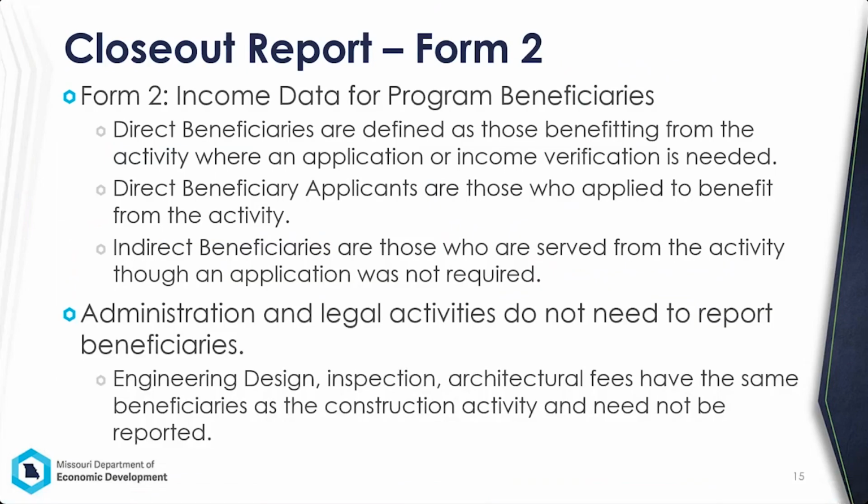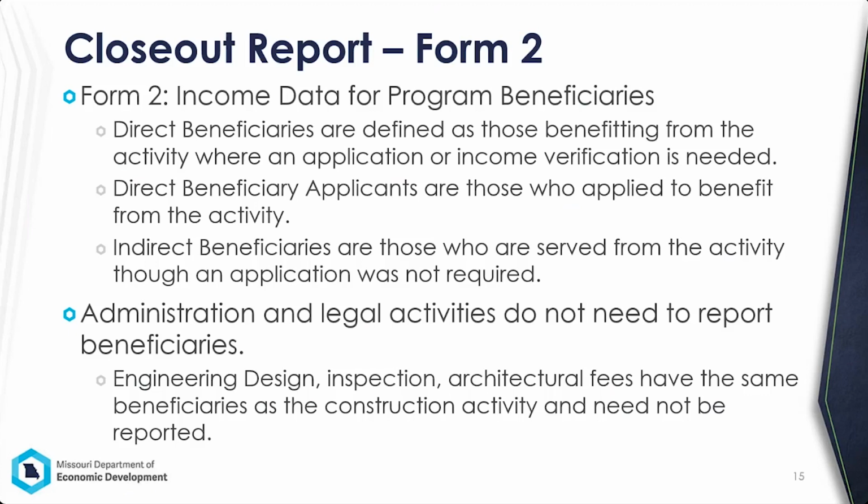So then we've got the closeout report form 2. This captures data such as the income data for program beneficiaries. You have your direct benefit, it has 3 tables within it: direct beneficiaries, direct beneficiary applicants, and indirect beneficiaries. The direct beneficiaries are defined as those benefiting from the activity where an application or income verification is needed. The direct beneficiary applicants are those who apply to benefit from the activity.